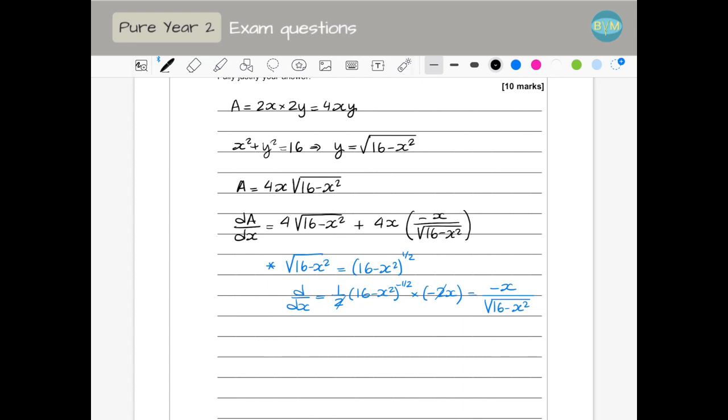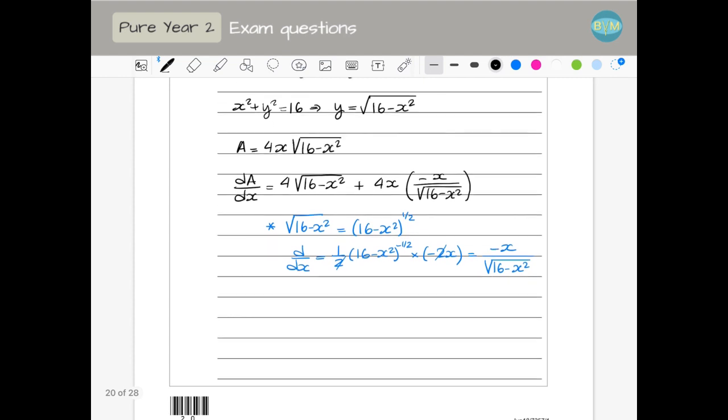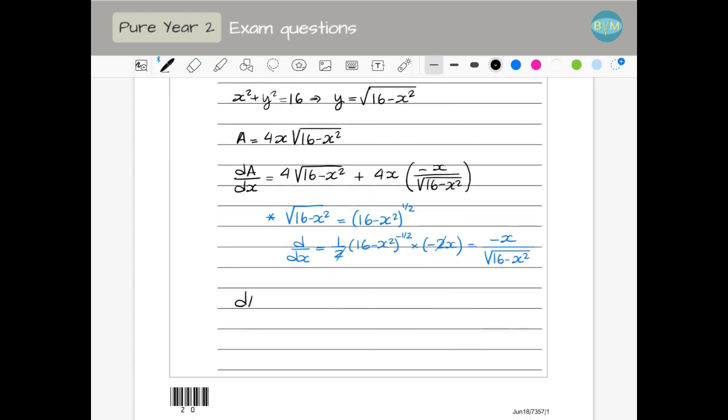That's the derivative of the area. To find the maximum, I have to make this derivative equal to 0, and that's what I'm going to do. So this is going to be 0. So I have 4 root 16 minus x squared minus 4x squared divided by the square root equal to 0.